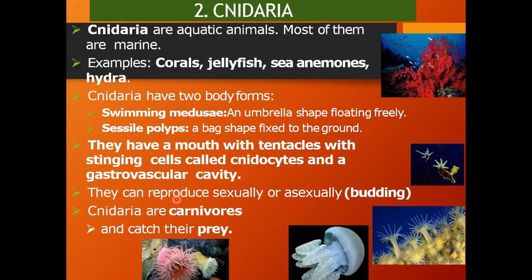And how can they reproduce? They can reproduce sexually or asexually. Asexually, you have budding. There are different forms of asexual reproduction, but for Cnidaria, it is budding. Cnidaria are carnivores, and they can catch their prey.